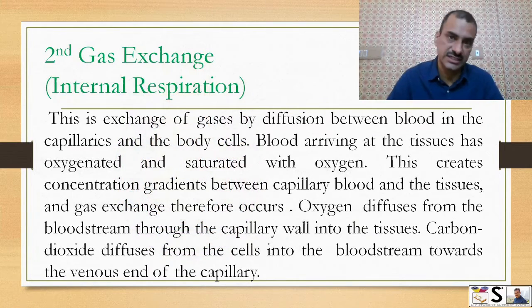Now the second gas exchange, that is internal respiration, it is at the level of tissue. This is the exchange of gases by diffusion between blood in the capillaries and the body cells. The blood arriving at the tissue is oxygenated and saturated with oxygen. This creates a concentration gradient between capillary blood and the tissue, and gas exchange occurs. Oxygen diffuses from the bloodstream through the capillary wall into the tissue, and carbon dioxide diffuses from the cell into the bloodstream towards the venous end of capillaries.